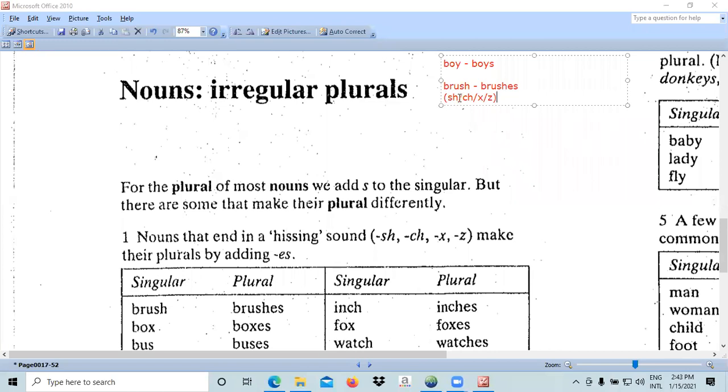The word brush ends with sh sound. So we are writing es.